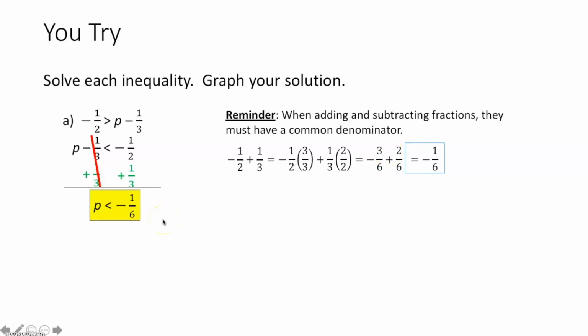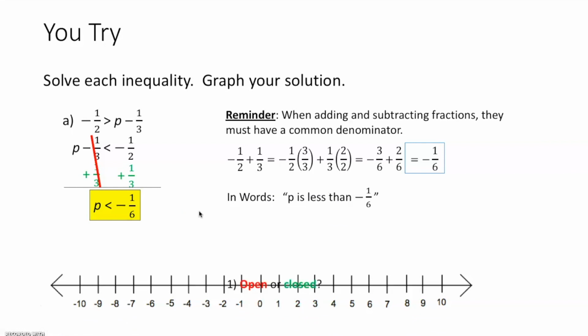So now we move to the graphing part. What's the first thing we do? We want to say it in words. What is this? P is less than -1/6. After that, we have our number line. We're going to decide, is it going to be an open or closed circle at -1/6? Well, since there's no equal sign underneath, it's going to be an open circle at -1/6.